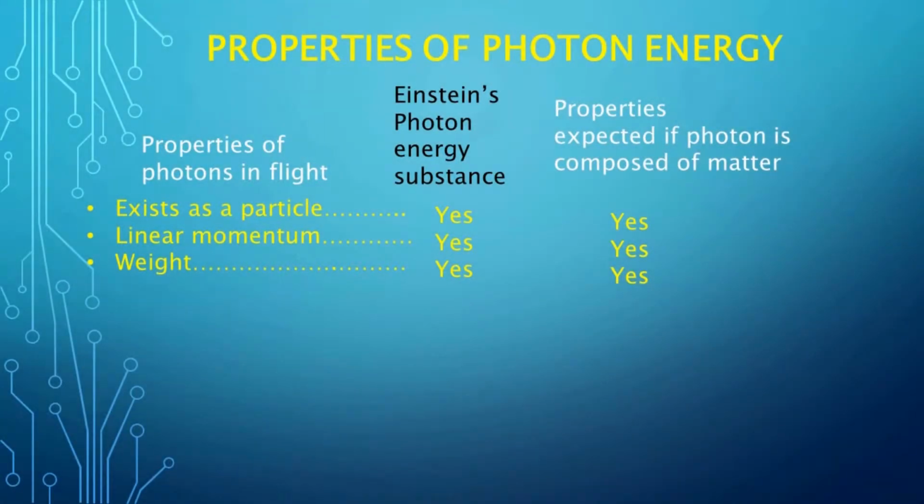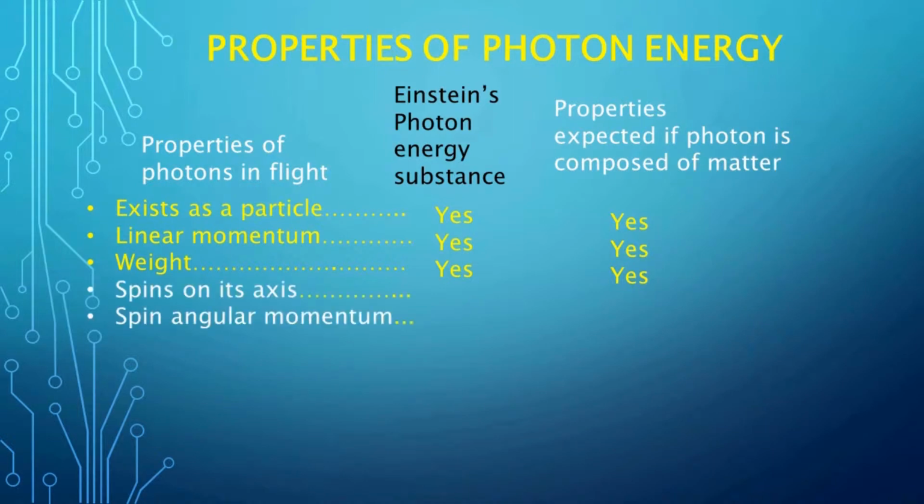If photons have weight, then photons might have spin angular momentum. Earth spinning on its axis has great spin angular momentum. The photons also have been shown to have spin angular momentum. Once again, it must have weight, and it must spin on its axis. Let's add these two properties to the list for Einstein's photon energy substance.